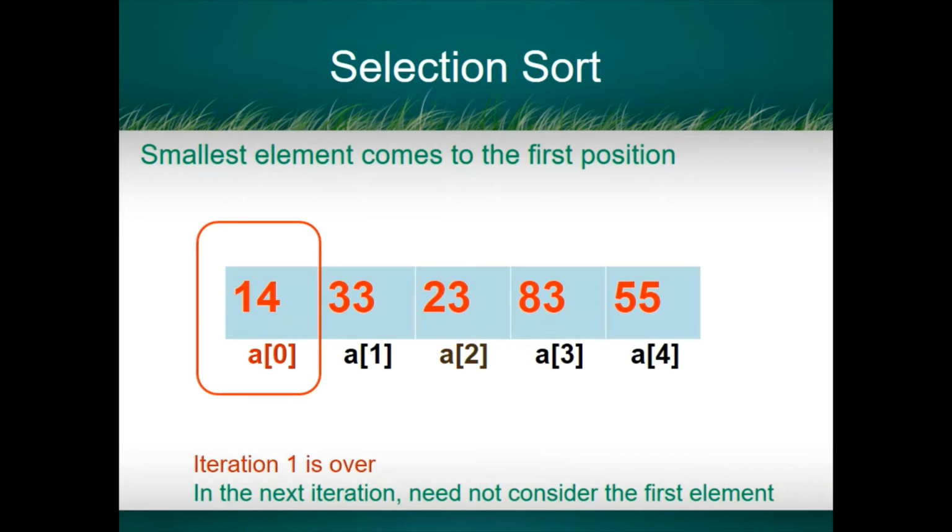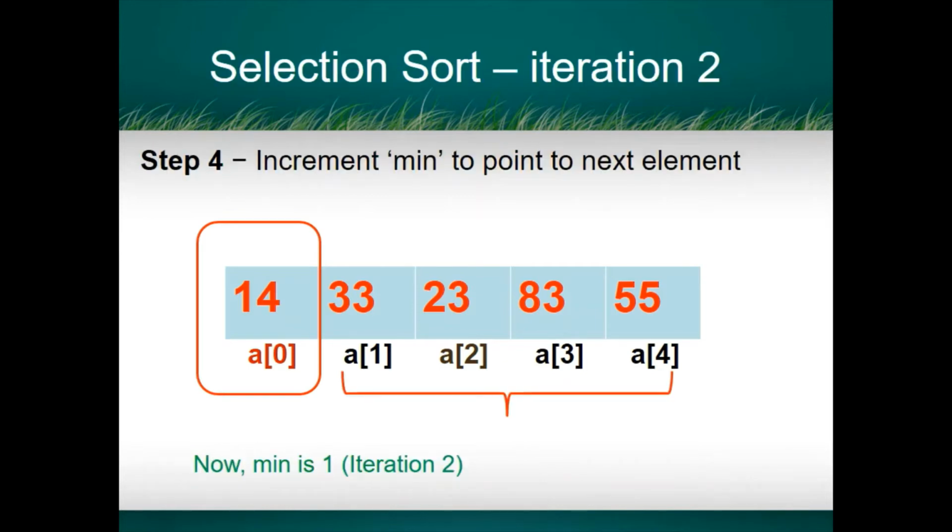Now what we can say is the first pass is over, and in the first pass the smallest element comes to the first position. 14 is the smallest element and at the end of the first pass, or first iteration, 14 came to the first position. Now iteration 1 is over.